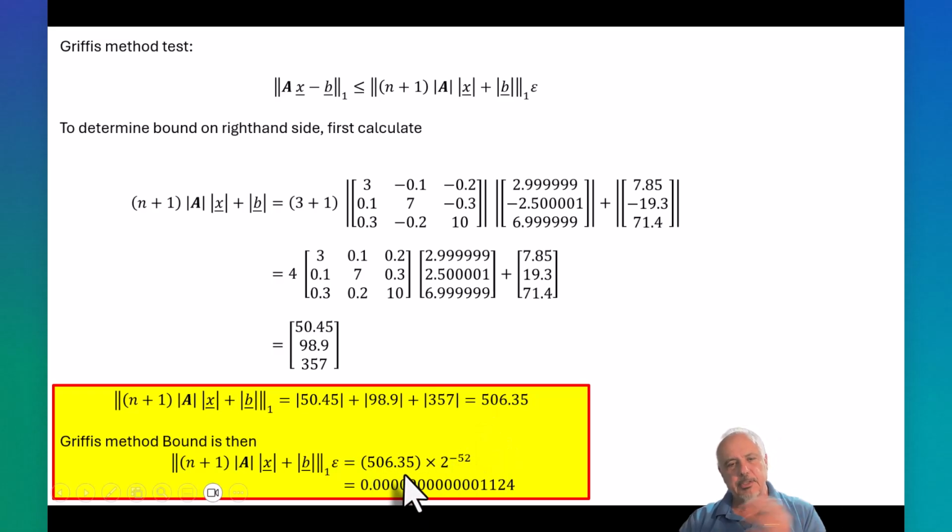So then to get the actual bound, I do need to multiply by machine epsilon, and we're going to use 2 to the minus 52 for that. So when I take 506.35 and multiply by 2 to the minus 52, I get a value that is 1124, way over on the right, most digits past the 16 digits past the decimal point. Okay, so that is the Griffiths method bound.